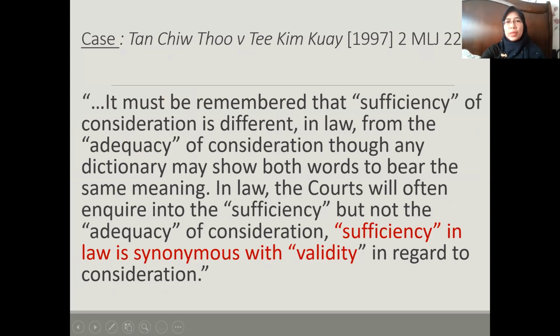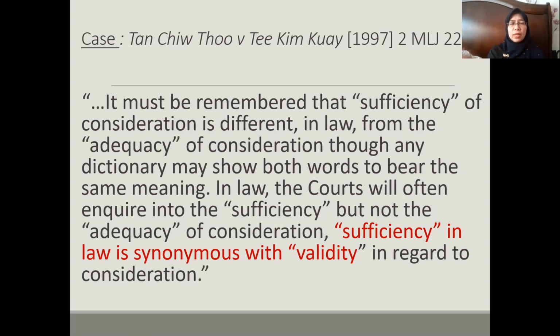This is the judicial interpretation of the concept of sufficiency and adequacy. The case name is Tan Chiu Tu and T Kim Kwei, 1997. Here we focus on the relevant part of the judgment, an actual quotation from the decision of the court. It is stated here: it must be remembered that sufficiency of consideration is different in law from the adequacy of consideration, though any dictionary may show both words to bear the same meaning.